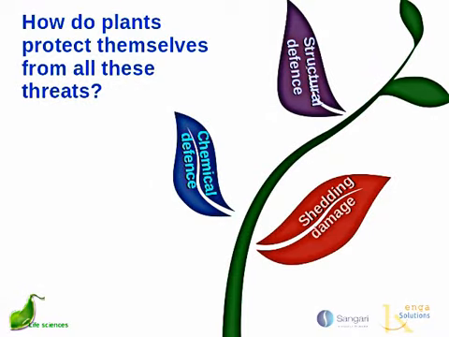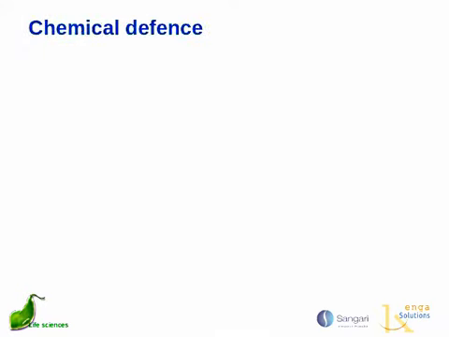So how do plants protect themselves from all these threats? Well, there are three ways. There are structural defenses, there are chemical defenses, and there is the shedding of damaged or infected tissue that the plants can do. Now, what we're going to do here is look at the first two, structural defense and chemical defense. Let's start with chemical defense.